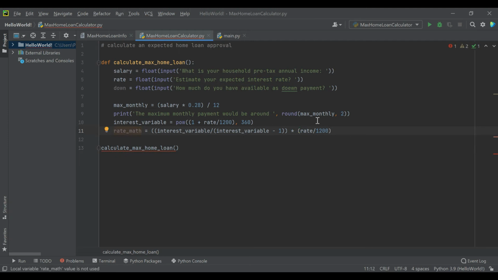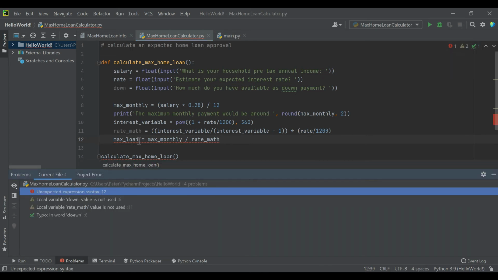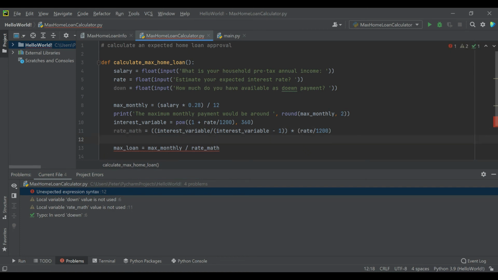But this is how we get the rate math, and then the maximum loan that you typically would get approved for. I'm not sure why my indentation got messed up there. But the max actual loan would be a function of your maximum monthly payment, which we've calculated, divided by the rate math. And I'm getting quite a few red lines. So what have I done? Unexpected syntax. Curious. Well, we'll keep going and see if this runs.